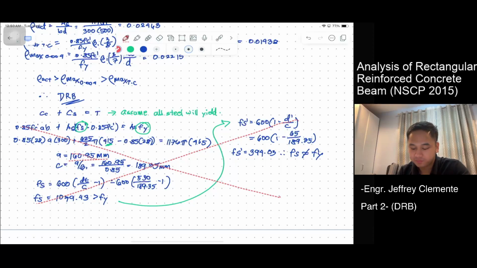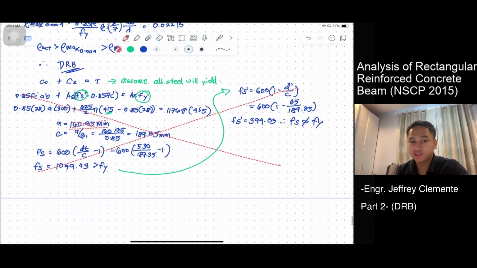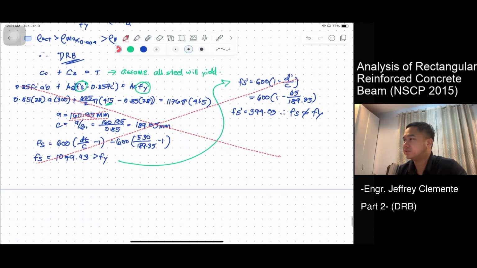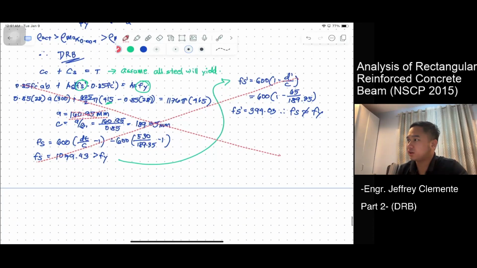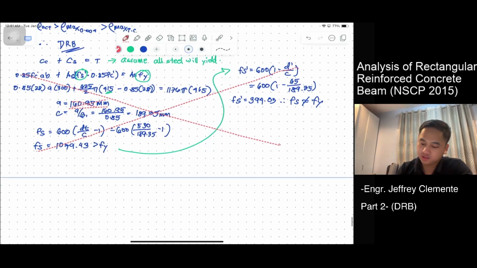Okay? So, done. Huwag niyong buburahin ng ganito to sa inyo. Pinakita ko lang sa inyo kung paano pag hindi siya nag-yield na ganyan. Okay? So, now, since hindi siya nag-yield, you have to get pa rin yung A sa C. Paano pwede natin gawin? Gawin natin in terms of A. So, let's solve it in terms of A.